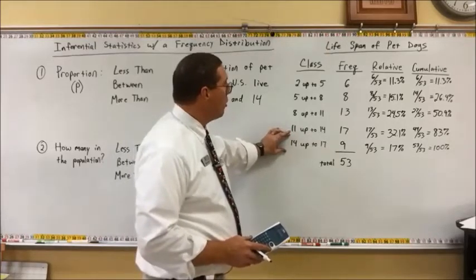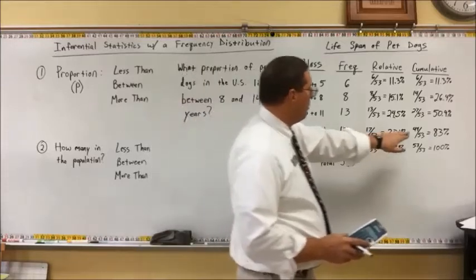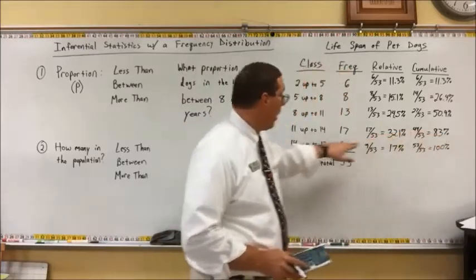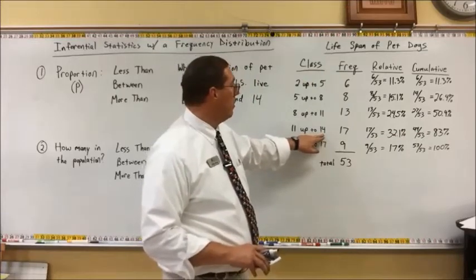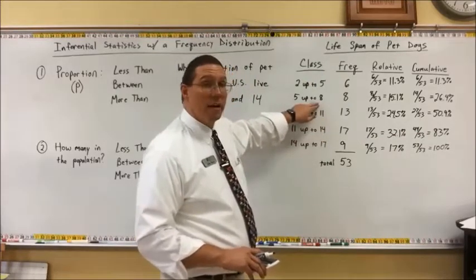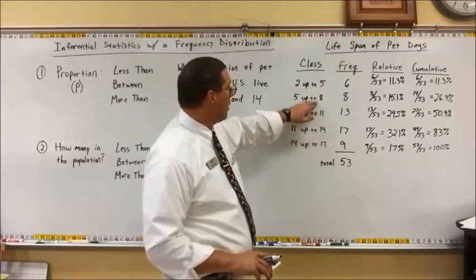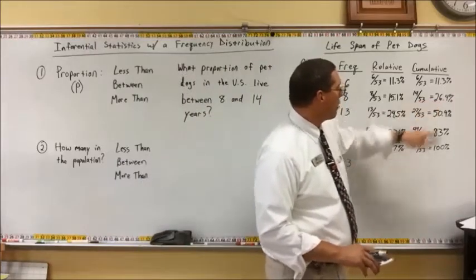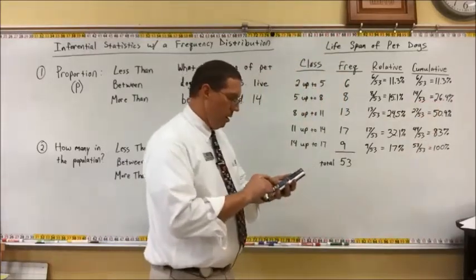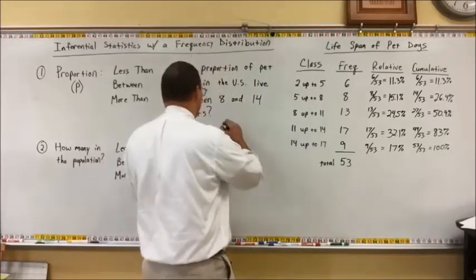What you can do is go to the cumulative frequency distribution, which is 83% on the higher one, and then subtract away the cumulative on the lower one that's not included. So this one says 83. Now go down to this one that's not included, 26.4. So now just do 83 minus 26.4%. 83 minus 26.4 would give us 56.6%.